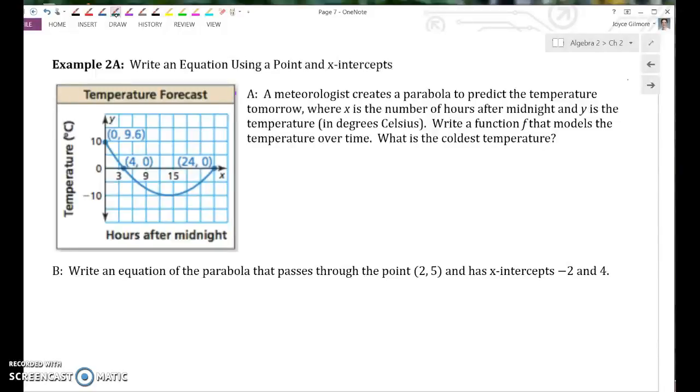A meteorologist creates a parabola to predict the temperature tomorrow, where x is the number of hours after midnight and y is the temperature in degrees Celsius. Now we're going to talk about what this sentence means. Write a function f that models the temperature over time. We'll talk about what that means when we write our actual answer. But ultimately, it's x-intercepts, so we are going to use intercept form. So I'm going to start by copying intercept form into my example.